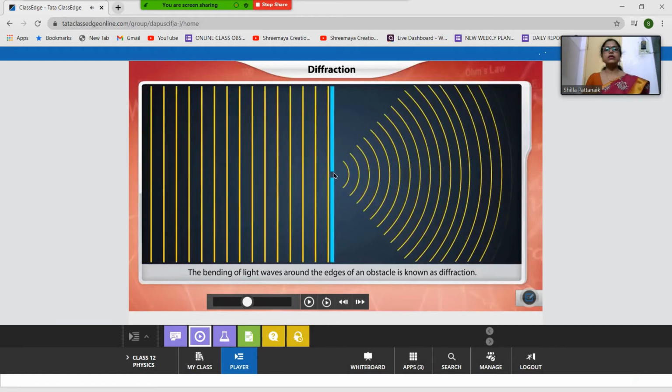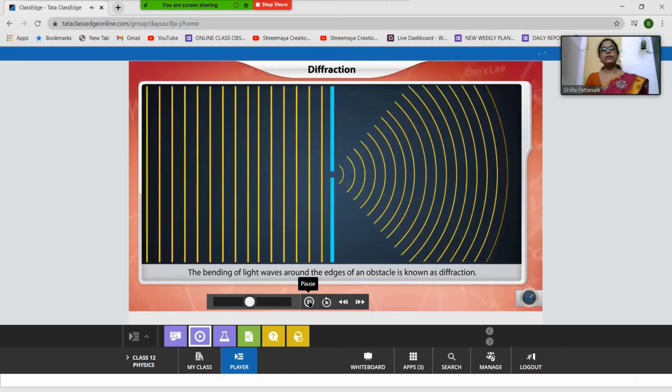Students, can you see here? Light is coming through this narrow slit, but it is bending on two sides. It is spreading on the two sides. From a narrow slit it is coming and spreading to both sides. And because of this, we can say there is bending of light, which we didn't know previously. Light cannot bend, light travels in a straight path. But here you can see light is bending and spreading to the two sides.